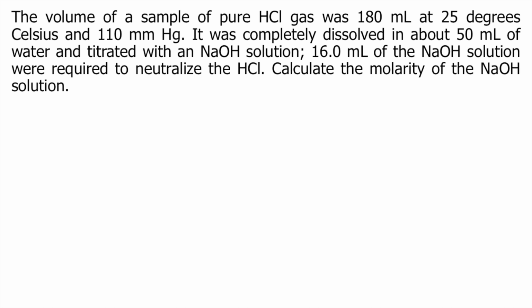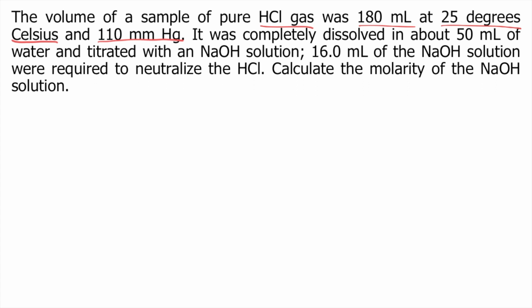Okay, so let's answer this problem step by step. Let's focus first on the first sentence. According to the first sentence, the volume of the pure HCl gas was 180 ml. The temperature is 25 degrees Celsius, and the pressure is 110 mmHg. So we're given the volume, the temperature, and the pressure.